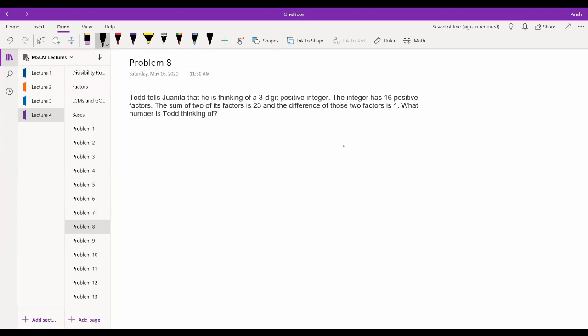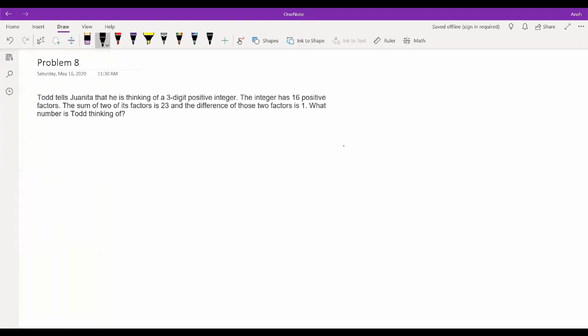All right, so now for our next question. We have Todd who's telling Juanita that he's thinking of a 3-digit positive integer, and the integer has 16 positive factors. The sum of two of them is 23, and the difference of those is 1. So what is the number that Todd's thinking of?